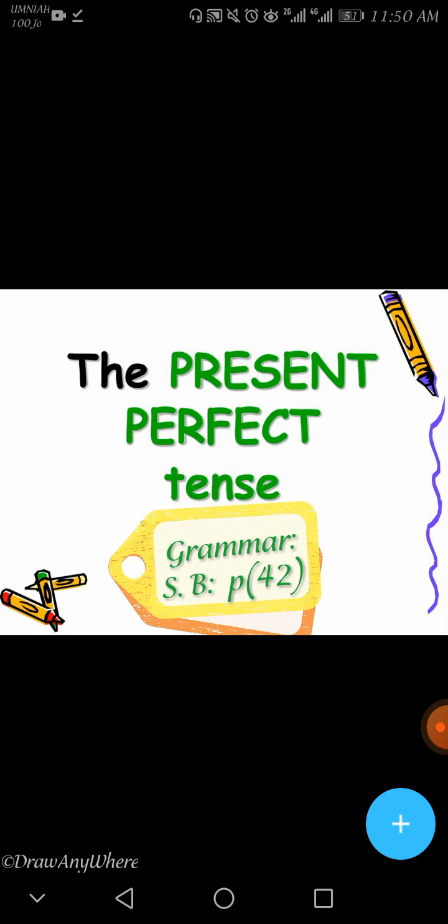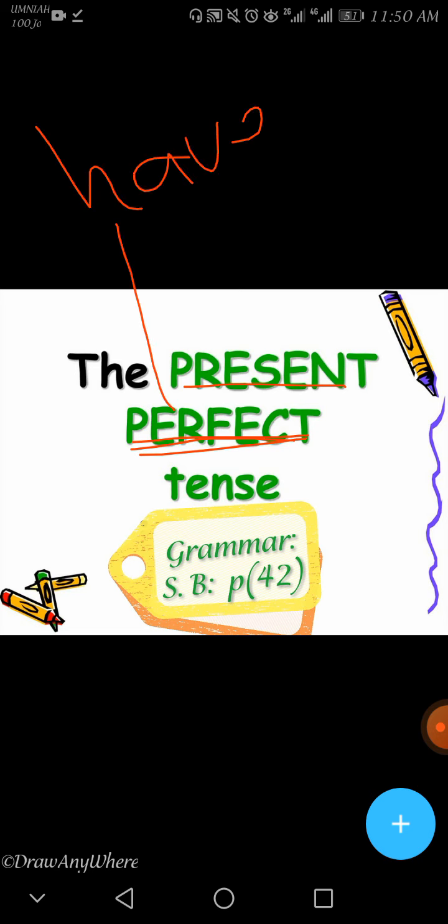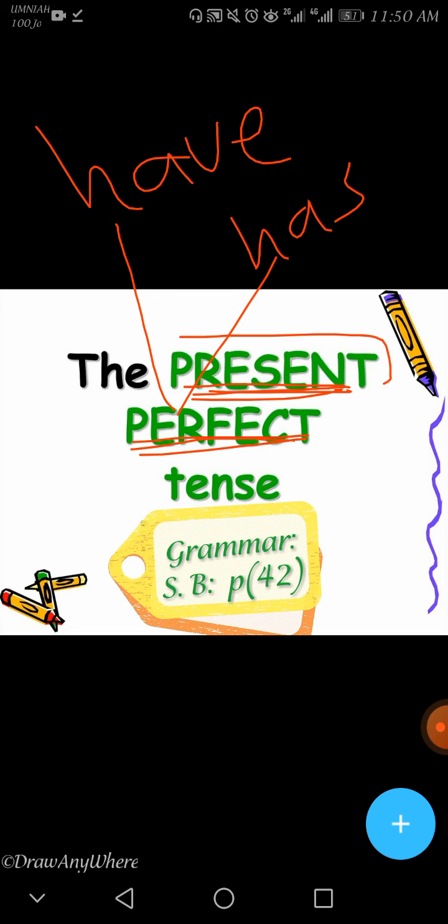As you see here, the present perfect tense. And you know that perfect means you have to use what? Either have or has, and they are in the present form, plus verb 3 or past participle. So this is the general rule. Let's start with our grammar.